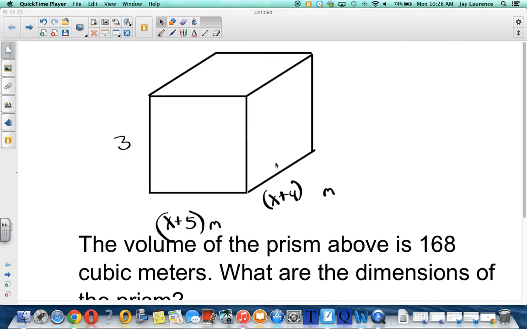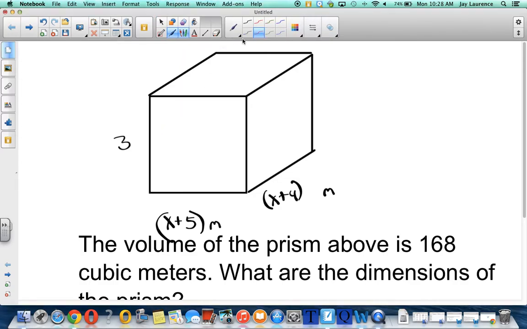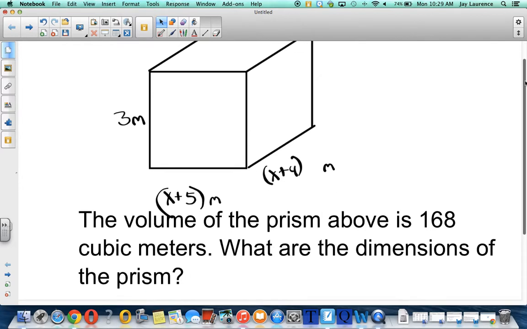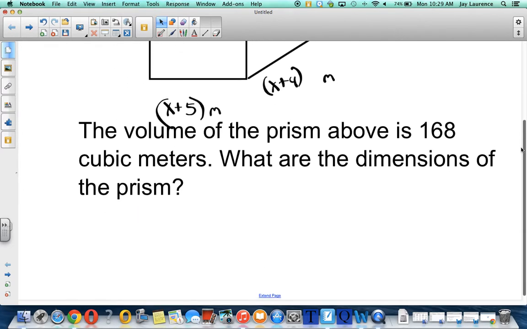Two quick problems. This first problem is kind of like cluster number 4, only it's three-dimensional instead of 2D. So we have this rectangular prism with dimensions of 3 meters. Ooh, I forgot my meters. Don't forget the meters, Mr. Lawrence. And a quantity of x plus 5 meters and a quantity of x plus 4 meters. All right. So the volume of the prism above is 168 cubic meters. What are the dimensions of the prism?